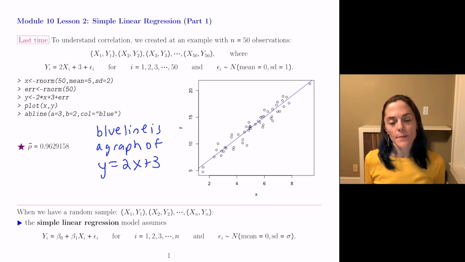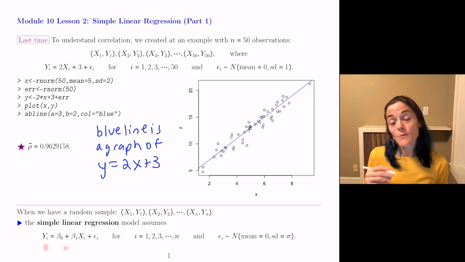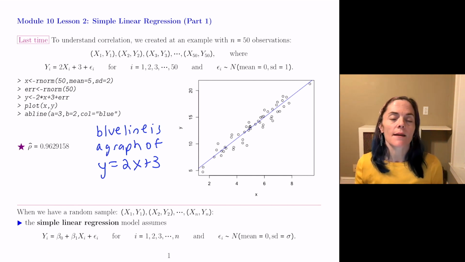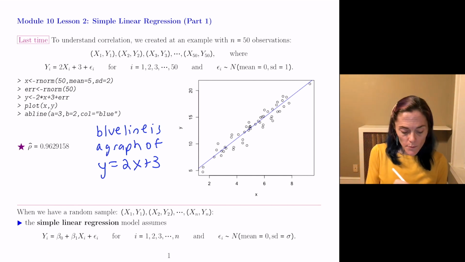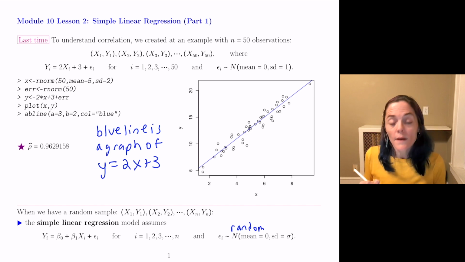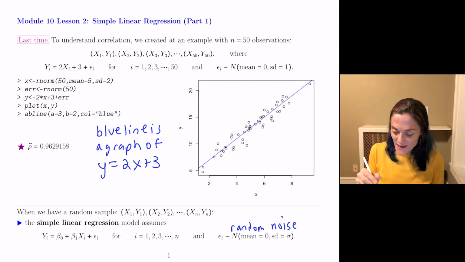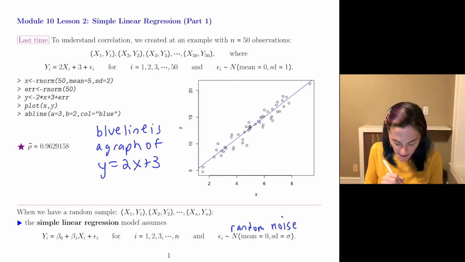Suppose we have a random sample paired. We have x1, y1, x2, y2, out to xn, yn. The simple linear regression model assumes that yi is beta 0 plus beta 1 xi plus epsilon i, where epsilon i is our random noise. We've talked about this in previous lessons, and it's distributed as normal, mean 0, standard deviation sigma. Now, this beta 0 is the intercept, and beta 1 is the slope.